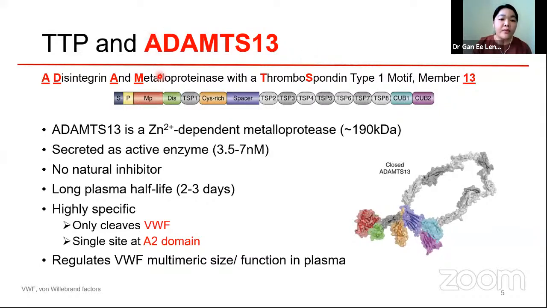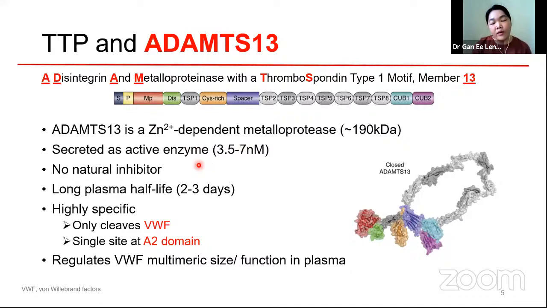By the name, if you look at the cartoon here, ADAMTS is a short form for disintegrin and metalloproteinase with thrombospondin type 1 motif member 13. So it's an abbreviation for this enzyme. From the name itself, we know that this is an enzyme cutting some proteins. ADAMTS13 is a zinc-dependent metalloprotease.